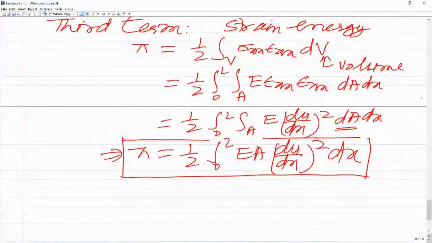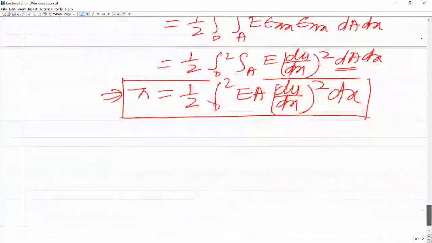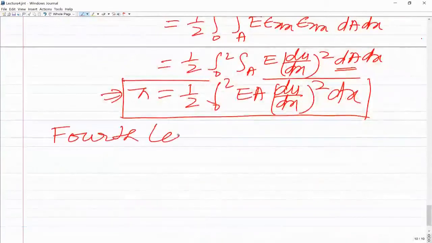Now let me look at the fourth term, and then I will come to the first and second terms. So the fourth term is this one. Let me explain the interpretation of the fourth term, what that fourth term means. So again, let me sketch the rod.